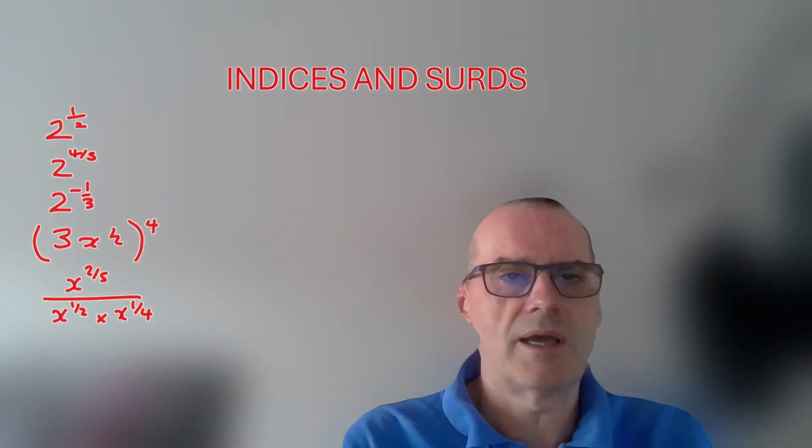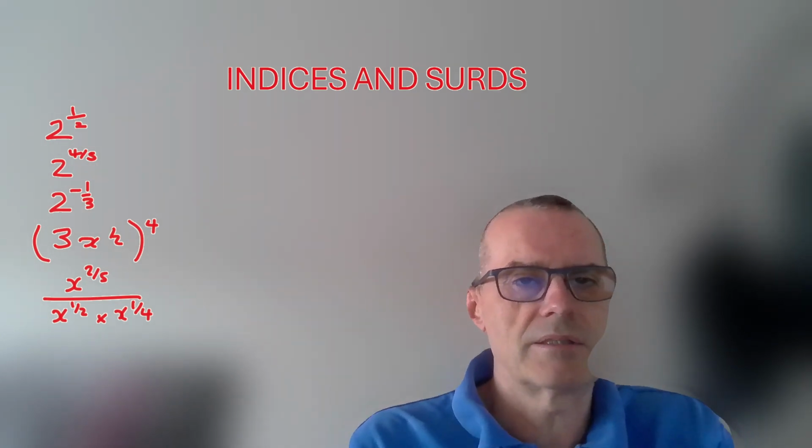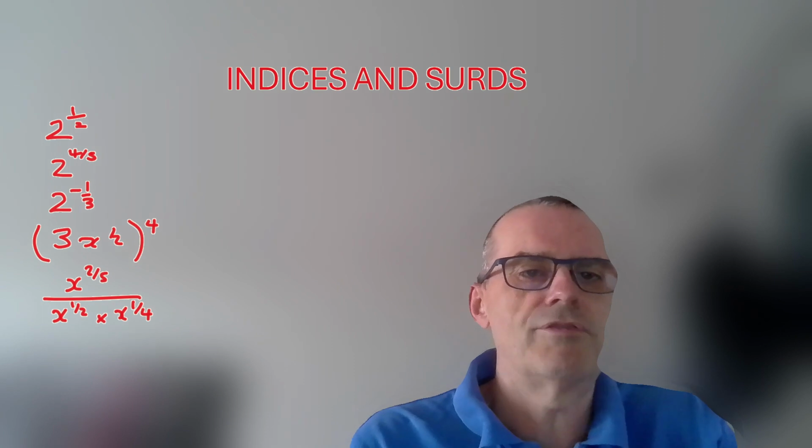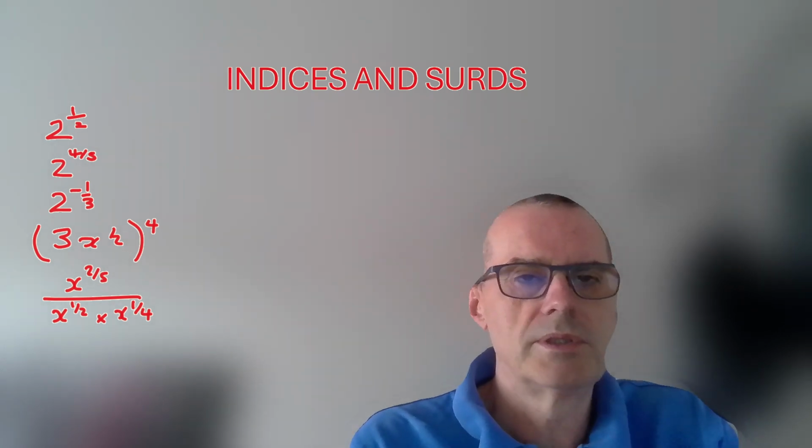So indices and surds, or irrational numbers. The best way of looking at it is to look at some examples. So I've got 5 examples on the board.